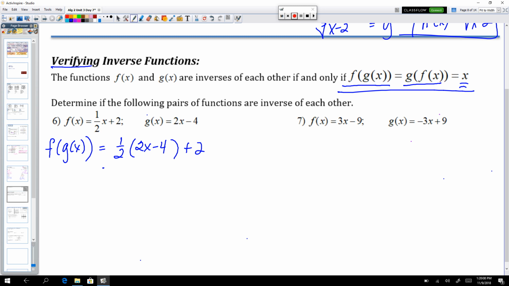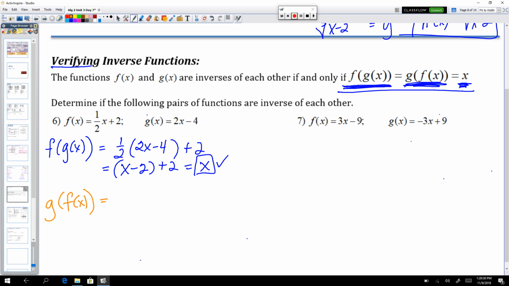If I was to simplify this, I will distribute the 1/2. And x minus 2 plus 2 can be simplified down to x. So I'm halfway there. I have proven that f of g of x does in fact equal x. If I can also prove that g of f of x equals x, then I will have proven that f and g are inverses of each other. So let's see if that's the case.